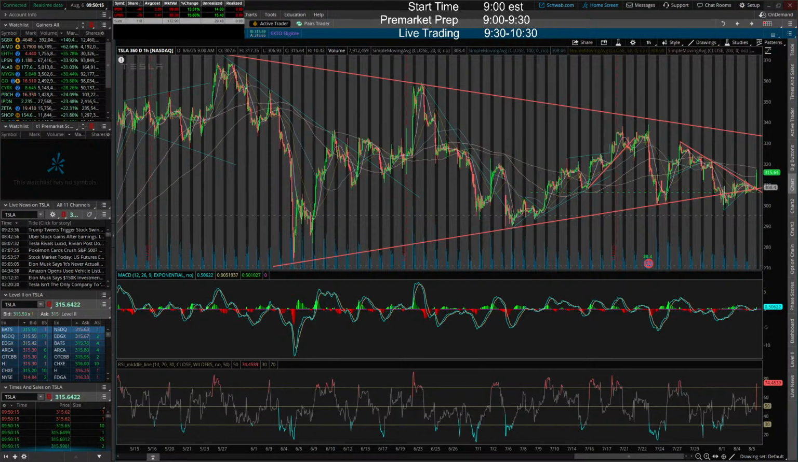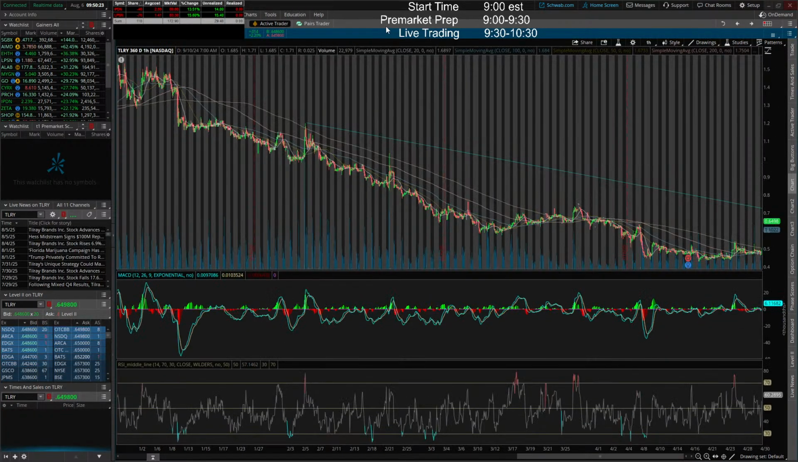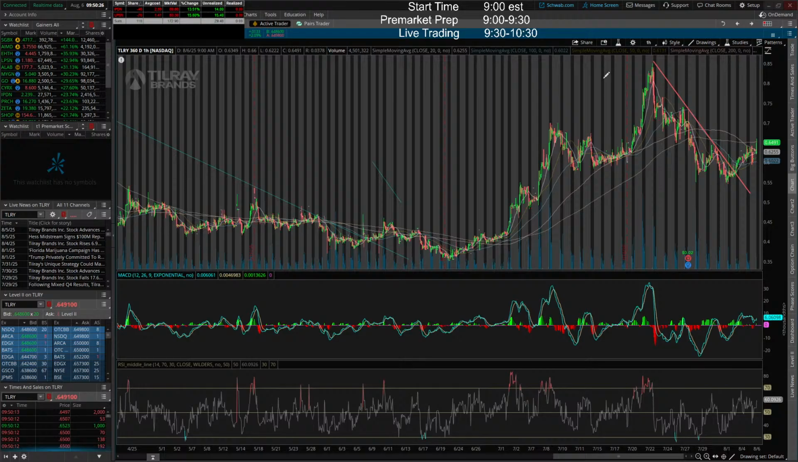All the swings are looking okay. So I am long Tilray from the other day, called it out in the 360s, 361s. So Tilray's pushing to 365 now.